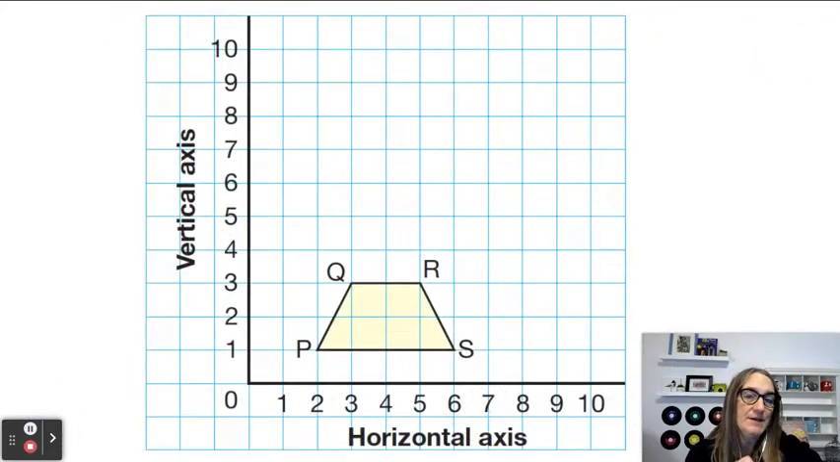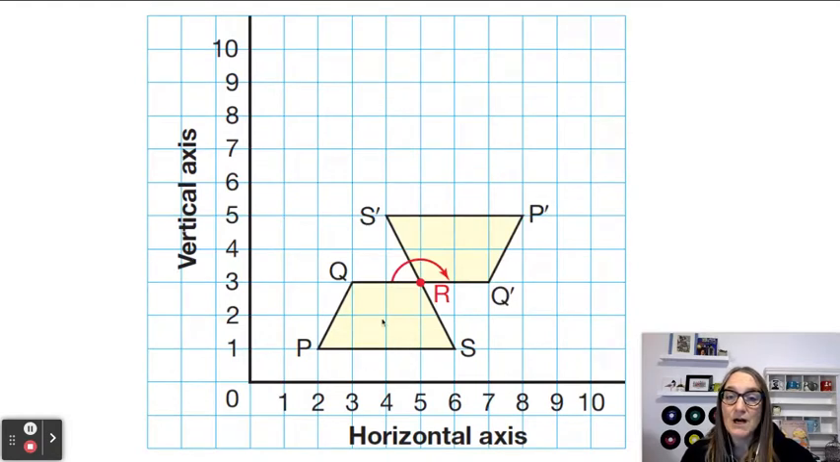This is trapezoid PQRS. Trapezoid PQRS is about to undergo successive rotations. And if we remember from talking about successive translations, that means performing a transformation 2 or more times. So this trapezoid, PQRS, is about to undergo rotations 2 or more times. That's what successive rotations means.